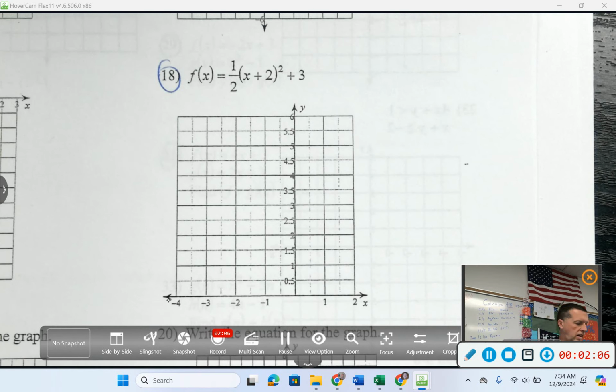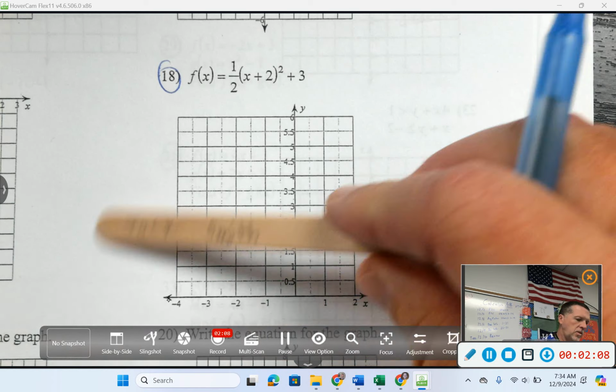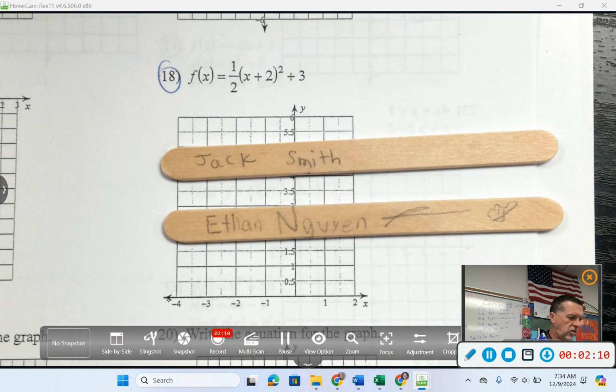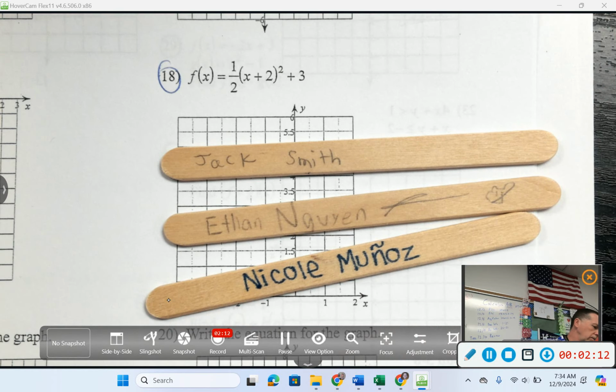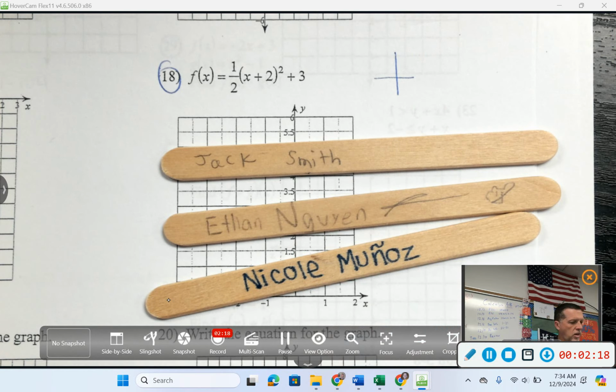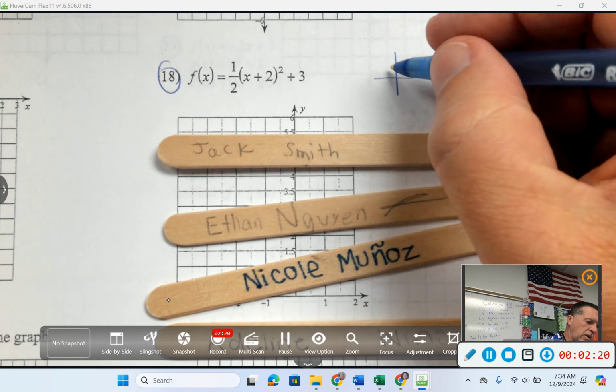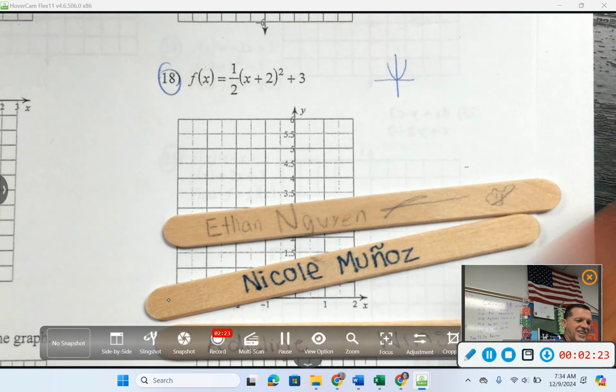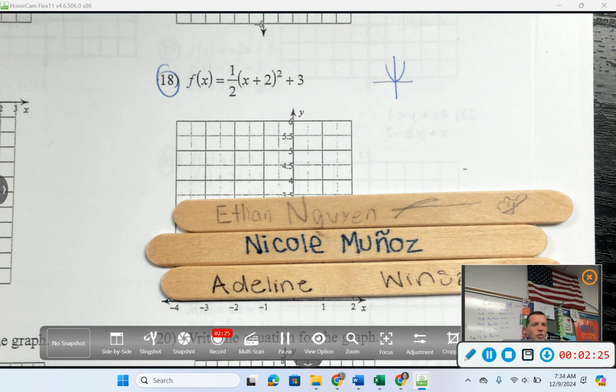Let's look at 18. Same 4 questions here. Jack, what's the parent function going on number 18? Quadratic, so what's that look like? Or what's the name of the shape? Parabola, thank you. All right, Ethan, there's been some changes to our parent function parabola. What's one of those changes?